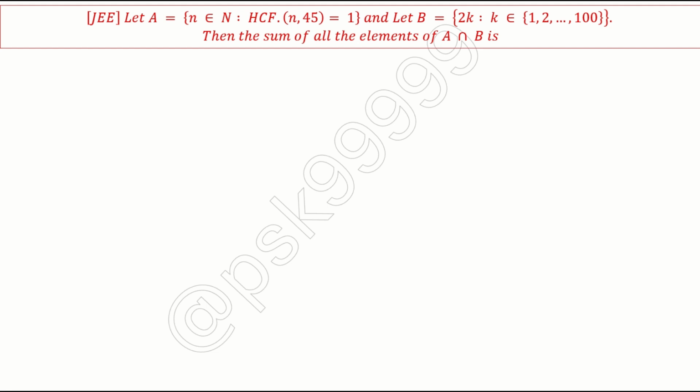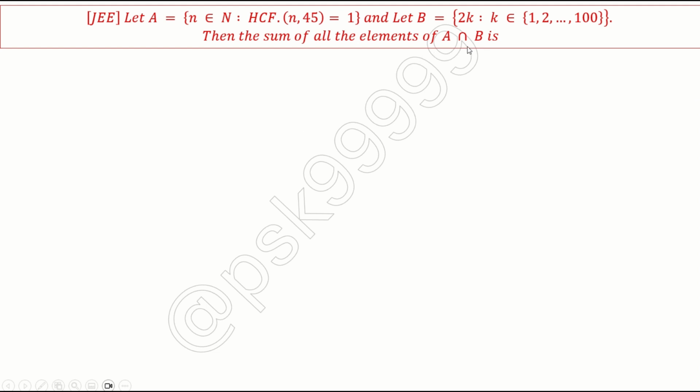Okay, so let's see set B. Set B is equal to 2k such that k belongs to 1 to 100, which means even numbers from 1 to 200 actually, because 2k is what we need. So all of 2, 4, 6, 8 up to 200. So this is a finite set.